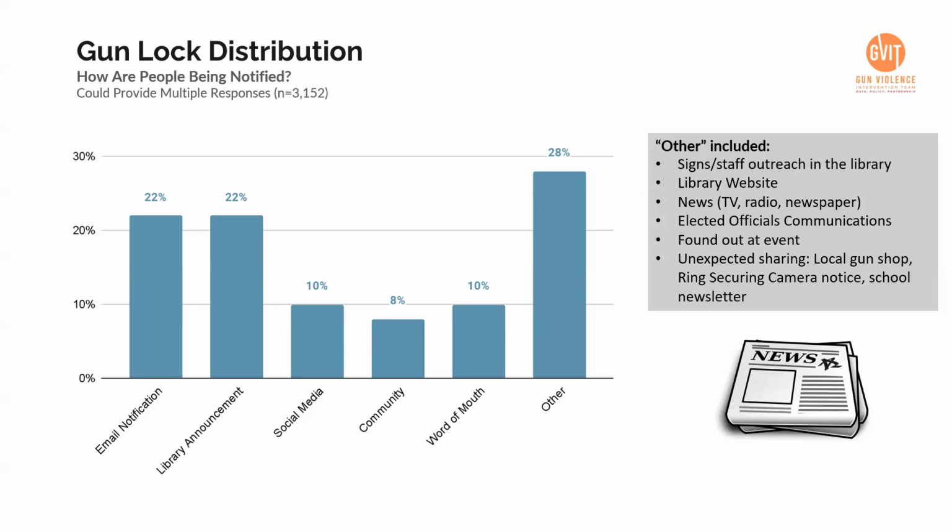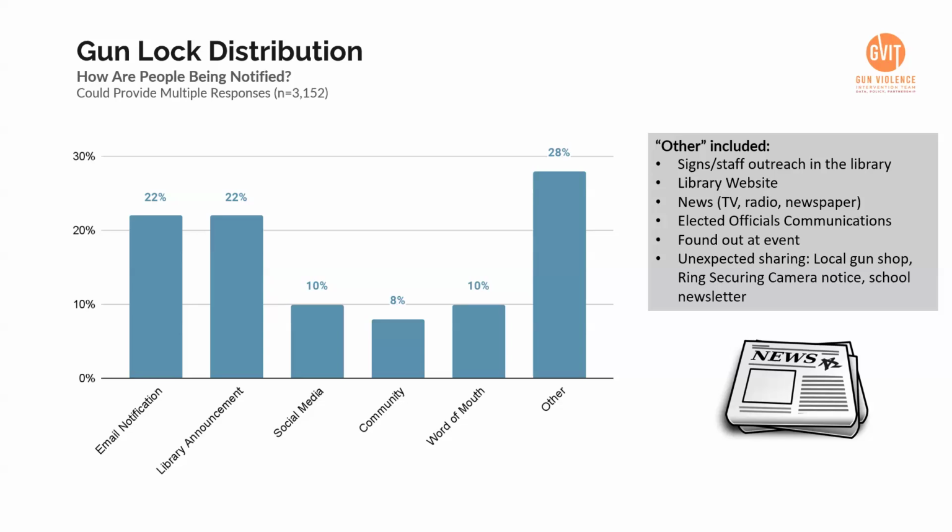I love the fact that finding out by word of mouth and by social media are the same at 10%. But I also noticed that email and library announcements are each at 22%. That's pretty significant. You'll also see on the right-hand side that 28% represents other ways that community members have relayed to the staff how they found out about the initiative and the resource.